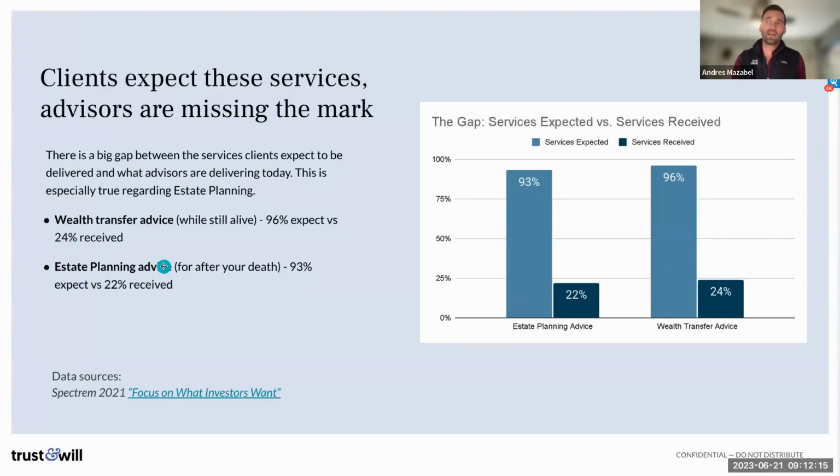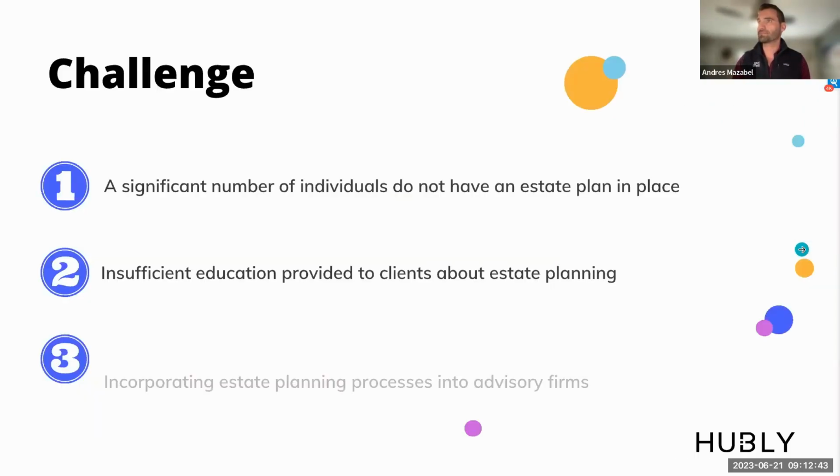And then estate planning advice, and this is really getting documents in place. What happens after I pass? How do those assets get distributed? What is probate if I don't have an estate plan in place? So really that education, this was 93% versus 22% that were actually receiving that. So just want to note that, want you to think about that as how can I, as a firm, as an advisor, be a little bit more proactive about the services that I'm delivering, specifically around these 2 topics.